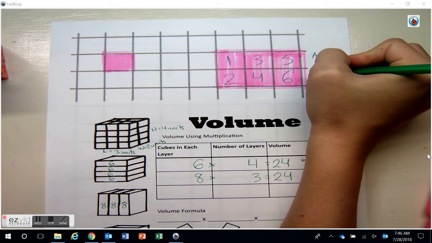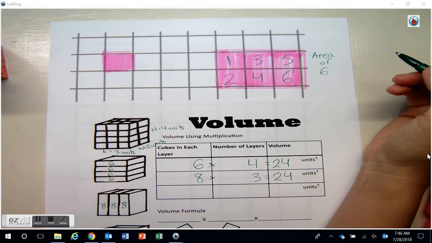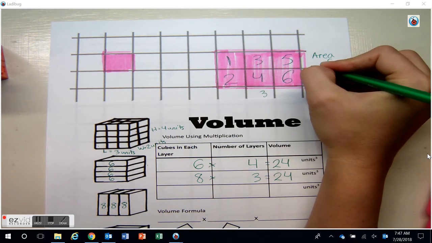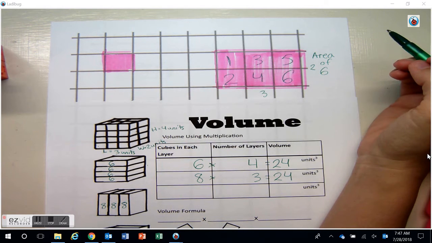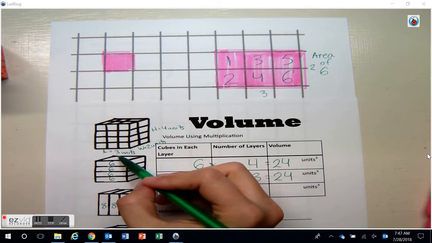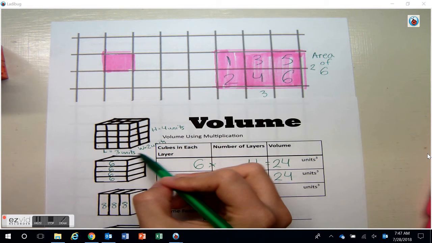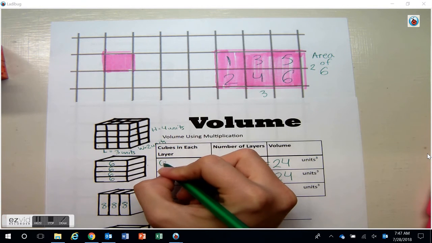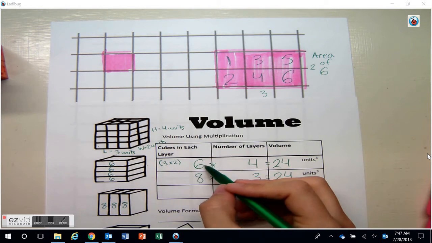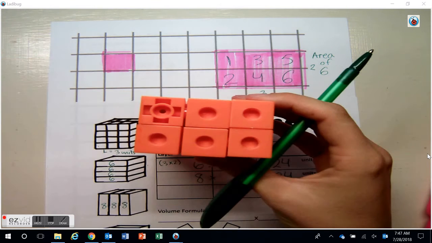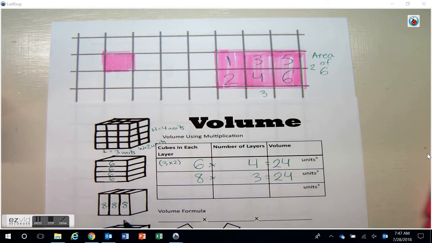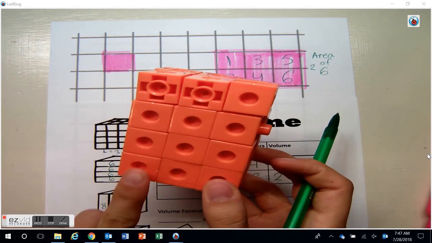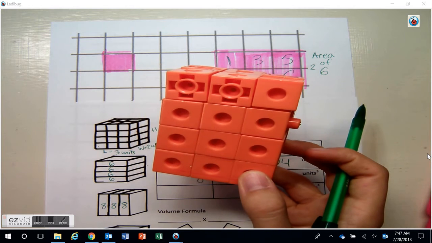Well, I'm looking here and I see that this is an area of 6. Well, how do we find area? We multiply length times width, correct? If I multiply 3 times 2, I get 6. Well, that 3 and 2 are right here. So I can go ahead and write 3 times 2, and that's how we could come up with the number of cubes in one of those layers.